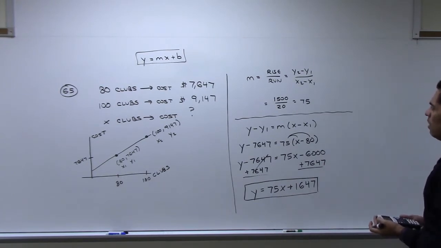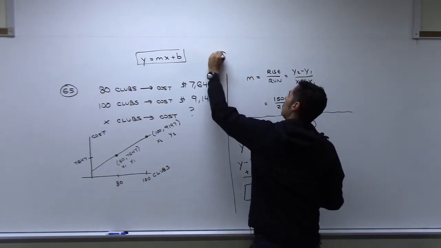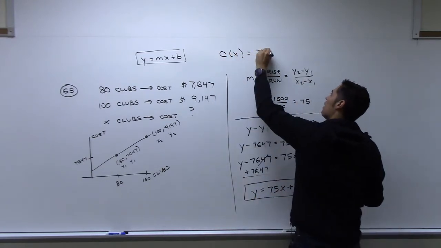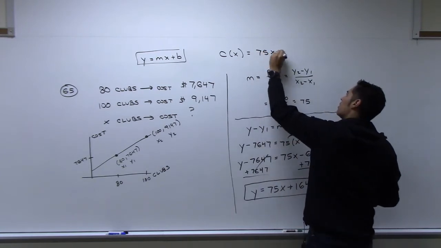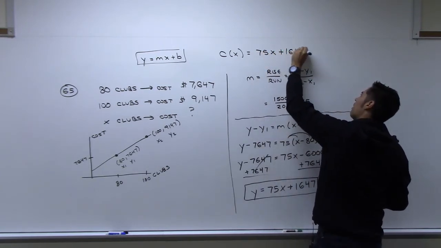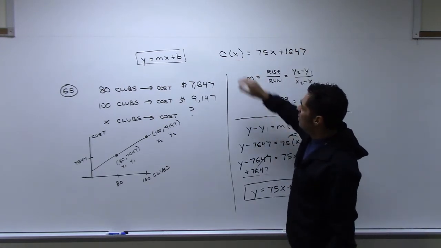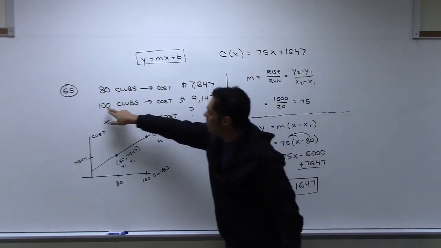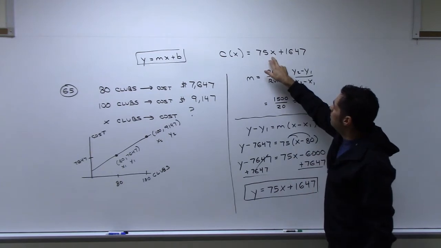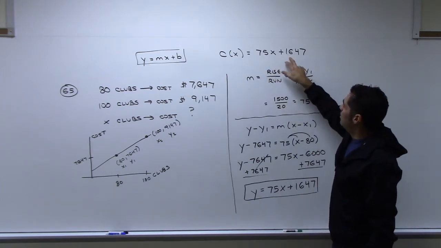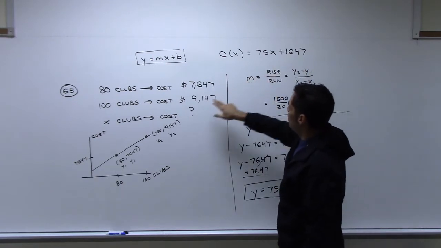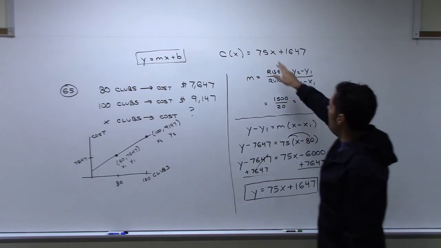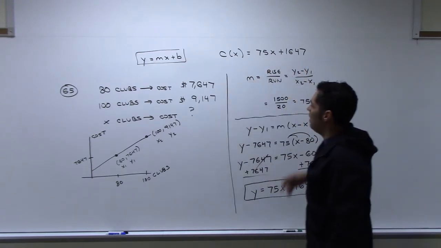So we could, if we want, write that our cost function, c of x, so I'm going to replace the y with c of x, is equal to 75x plus 1,647. So this is the cost of manufacturing x number of clubs. If we plug 100 in here, we get 7,500 plus 1,647, which should give us $9,147. If we plug 80 in here, we should get this number. But now that works for any x.